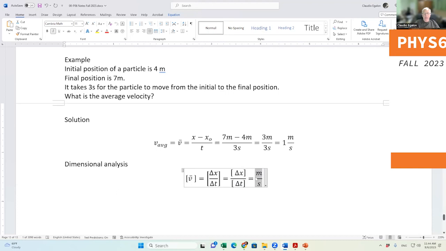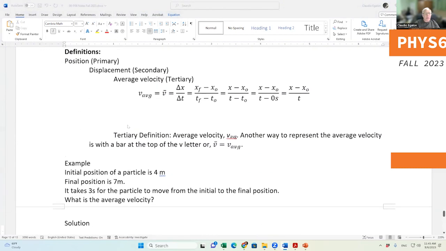The unit never has a number here. If you're doing the square bracket of velocity, you never have a number here, never have a 3. The number is always 1. That's why it's a unit, right? Because it has the number 1 multiplying those letters. That's why it's called a unit. That's the average velocity.